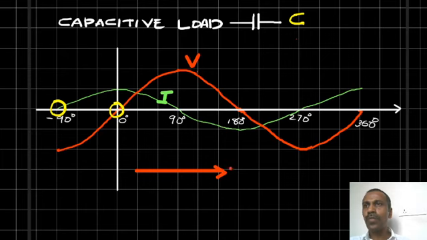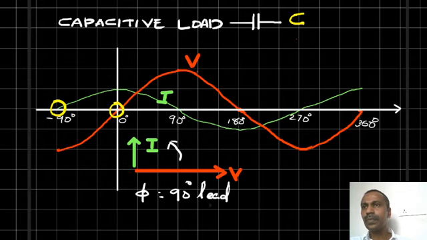Suppose this is your voltage waveform, then this is the direction of current waveform. Current leads the voltage by 90 degrees. Current is going in front of the voltage vector. So here phi is equal to 90 degree leading. Current leads the voltage by 90 degrees. So what is the power factor? Cos phi is equal to 0 leading.